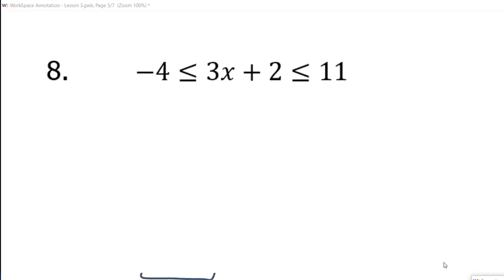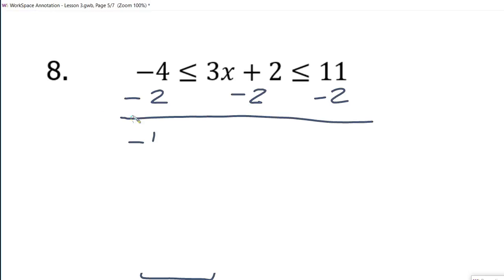What would be the first step to get x by itself in the middle? Subtract 2. So whatever you do to the middle, you have to do to the left and to the right. So you have to do it 3 times. What's negative 4 minus 2? So negative 6 is less than or equal to 3x.